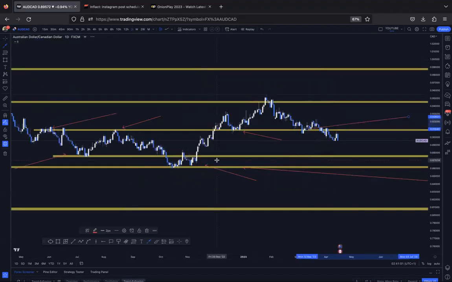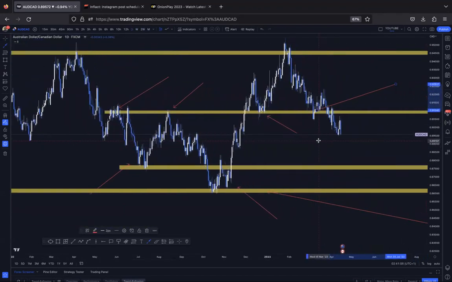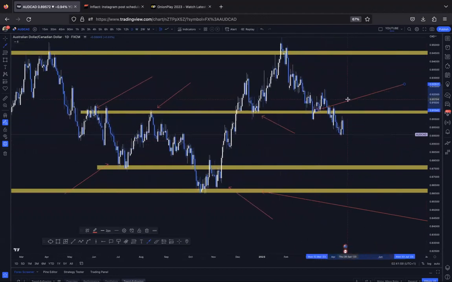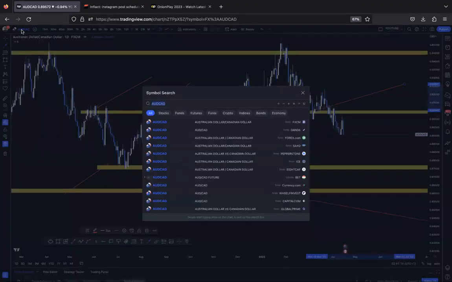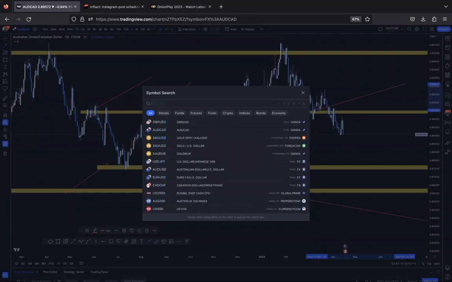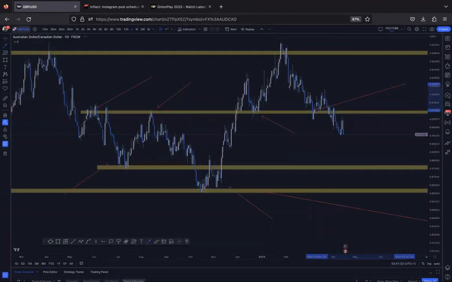Then I come to the daily time frame. On a daily time frame, this is where I'm actually looking for shift in structure, right? So this is a modification of the top-down analysis, but let's go back and look for a different pair. So let's look at something like GBP USD.